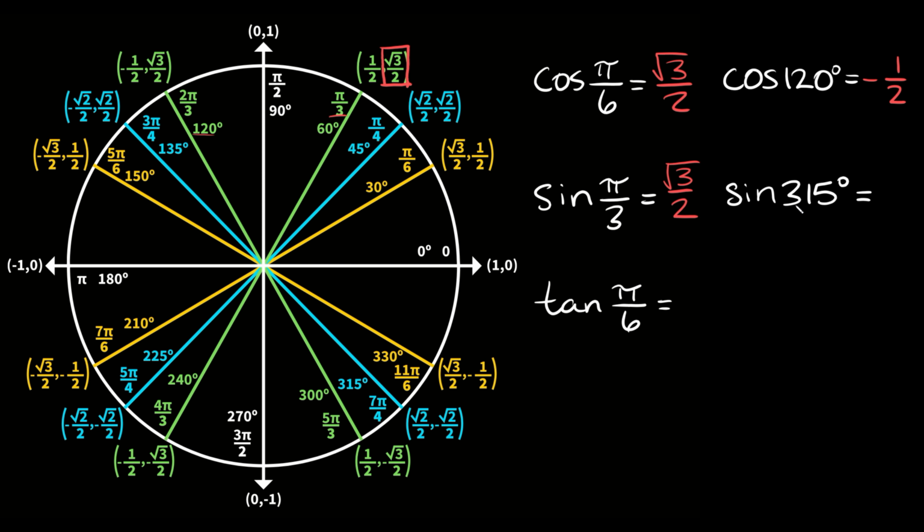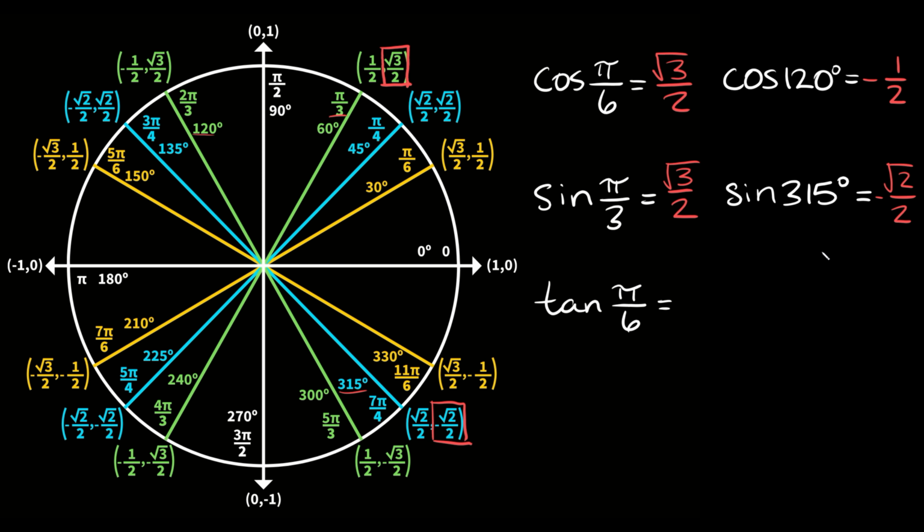Now, what about this one right here, the sine of 315 degrees? All right, so 315 is down here. And again, we're going to simply look at the y-coordinate, which in this case is negative root 2 over 2. All right, so this is equal to negative root 2 over 2.